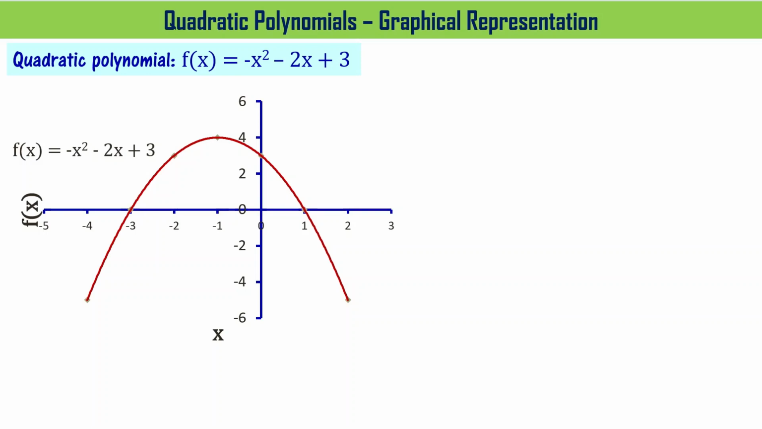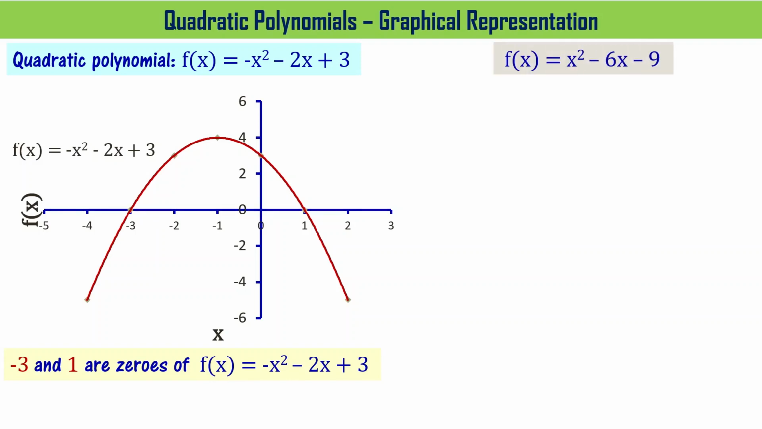Let's take a look at another quadratic polynomial, that is minus x square minus 2x plus 3. When you tabulate data for different values of x and corresponding f of x and plot them, you get a figure like this. As you see here, the curve in red is crossing the x-axis at 2 points, right? Those are -3 and 1, right? So we can now say that -3 and 1 are zeros of f of x equal to minus x square minus 2x plus 3.